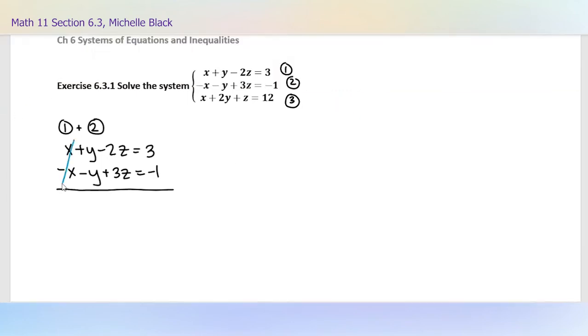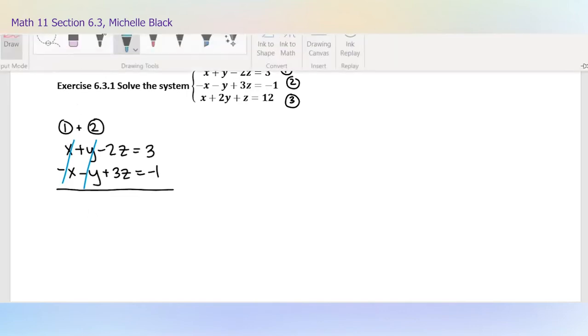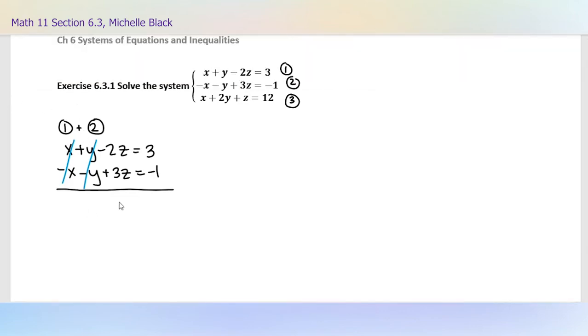Well, I was hoping my x's would cancel out, which they did, but I also didn't notice that my y's are going to cancel out. If anything, that really helped me. It's going to shorten the amount of work I have to do, because now when I add straight down, I'm just left with 1z equals 2. So I literally already solved for z in that first step.